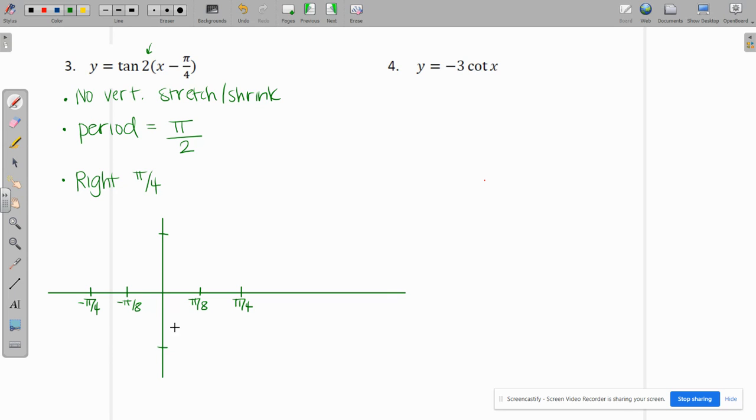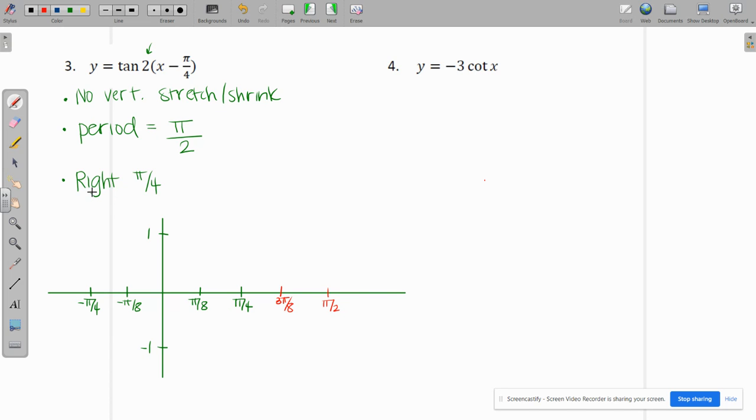These tick marks can be labeled 1 and negative 1 because there was no vertical stretch or shrink. But now I have to move right pi over 4. So if I consider what my graph would look like, I would have vertical asymptotes here and here. I need to move right pi over 4. So that's 2 more tick marks. So I'm just going to add those in as well. So if each tick mark is pi over 8, here's 1 pi over 8, 2 pi over 8. So this is 3 pi over 8. And then 4 pi over 8 or pi over 2.